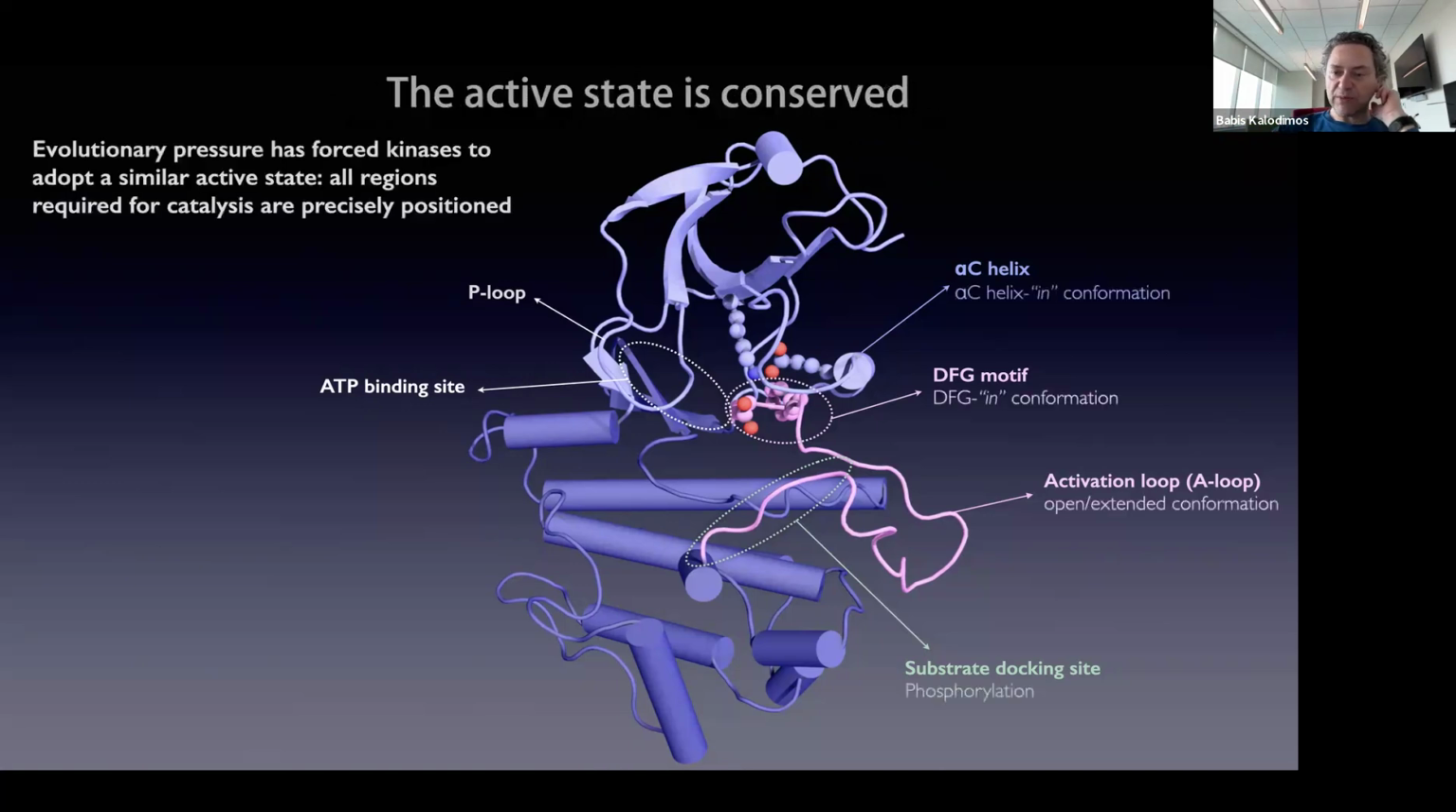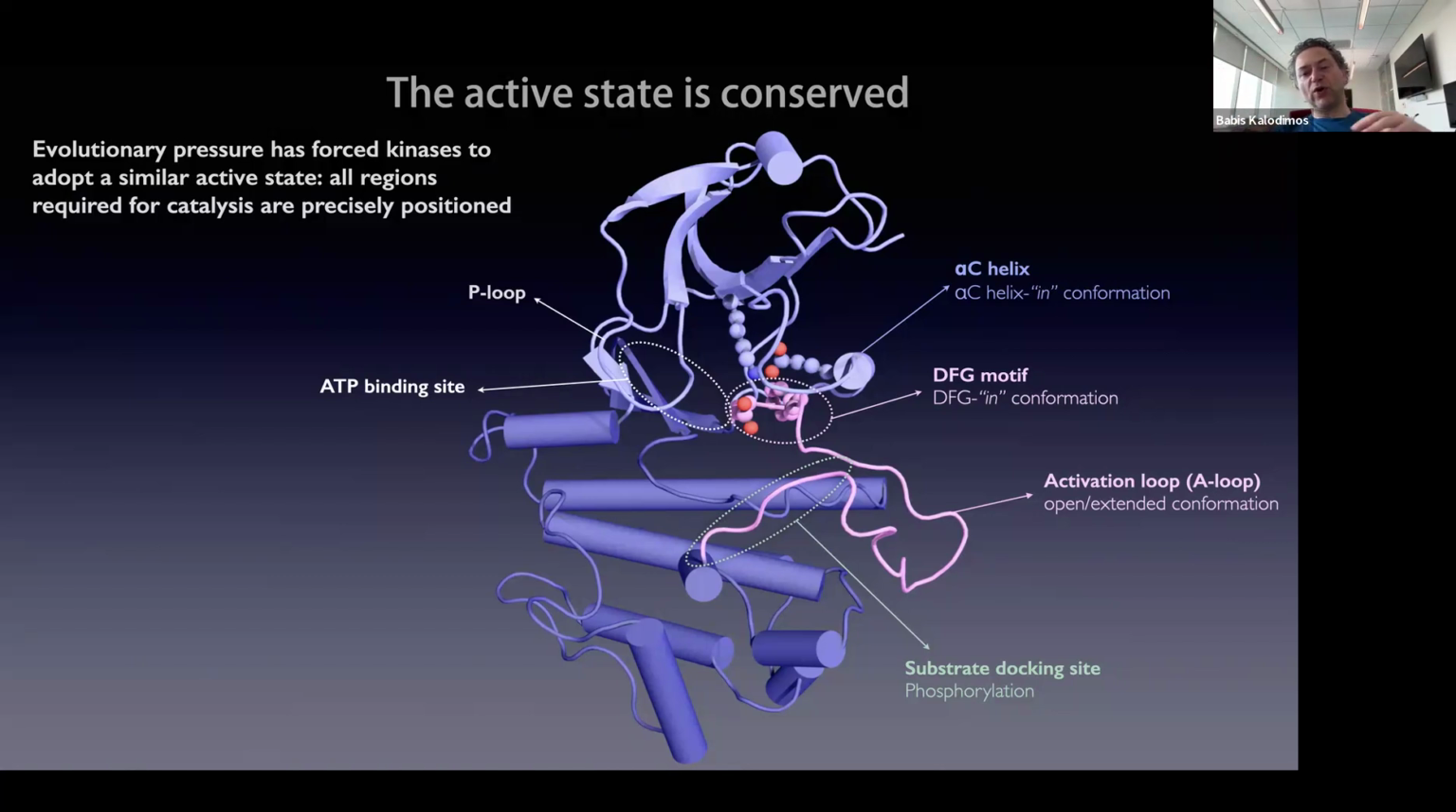Now, something which is important to keep in mind is that because of evolutionary pressure, kinases in their active state all adopt a very, very similar structure. Because there's only a certain way that you have the alpha C helix in the so-called in conformation, which is the active one, DFG in the in conformation, which also is the active one, the activation loop in this open extended conformation, so then the substrate can dock to that.